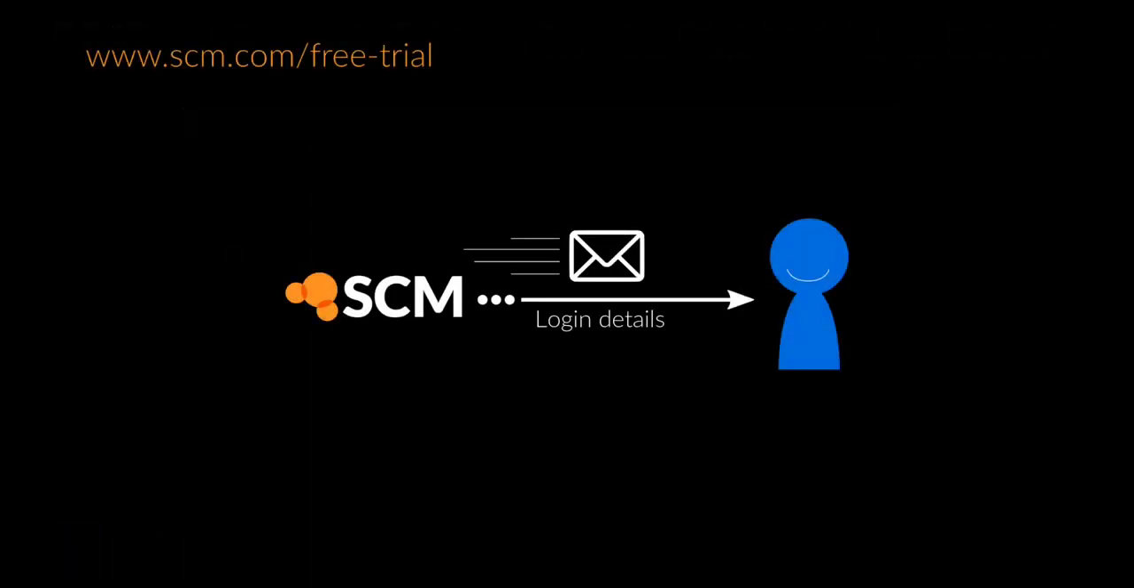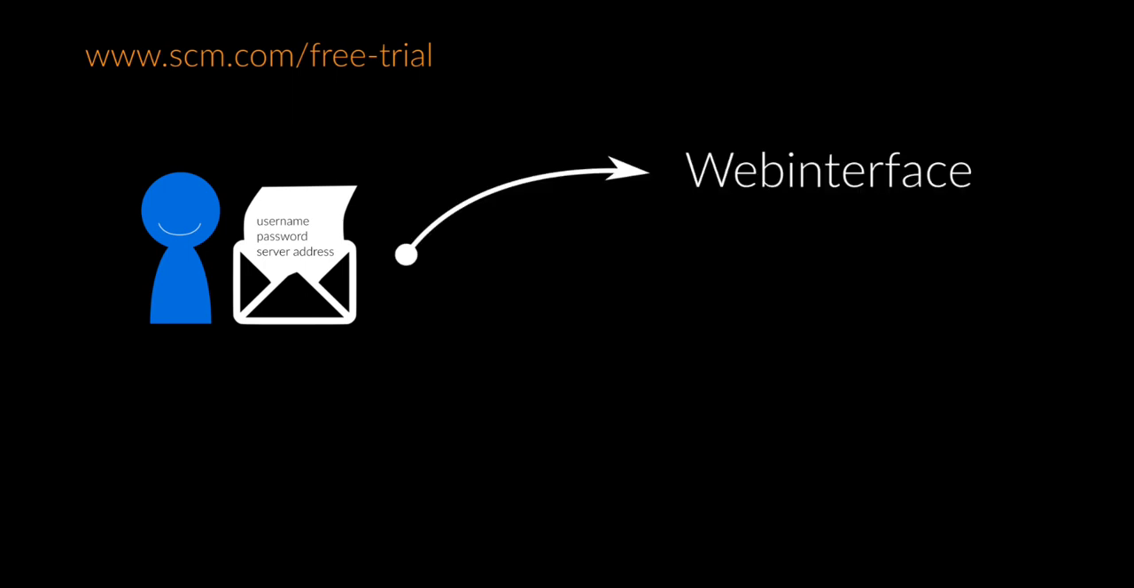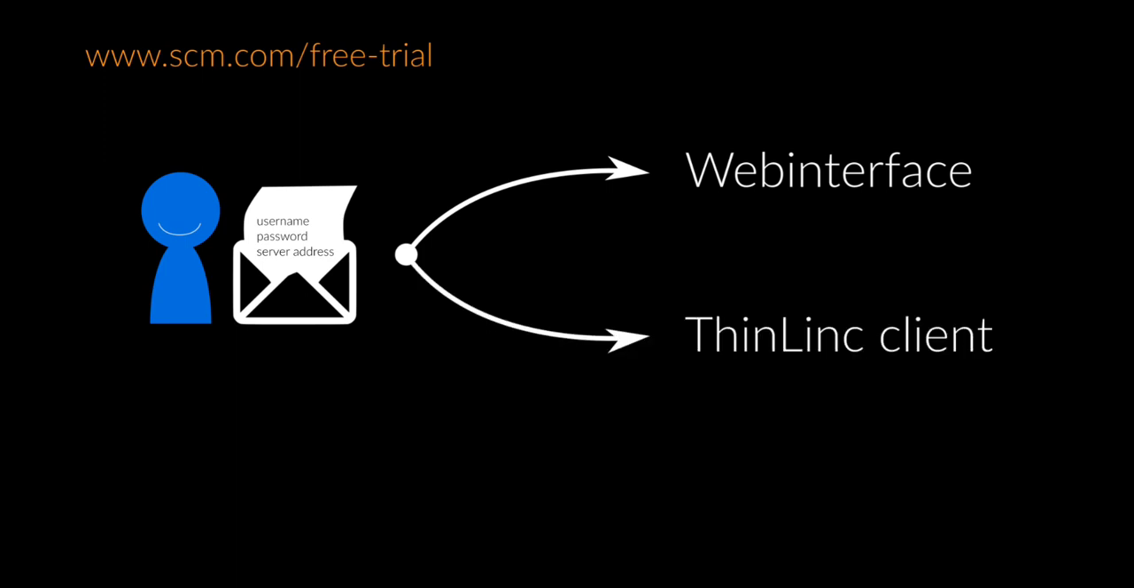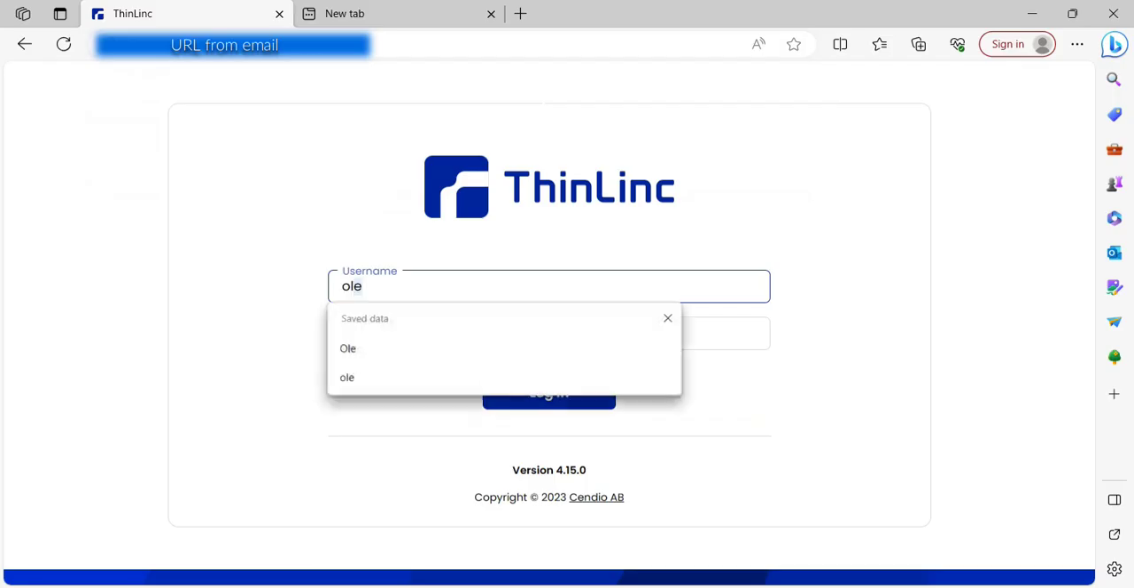After you sign up for a free trial with us, you'll receive an email. In that email you'll find a username, a password and a server URL. Now you have two options. You can either start a web interface in your own browser right away, or you install a small ThinLinc client to access the demo server.